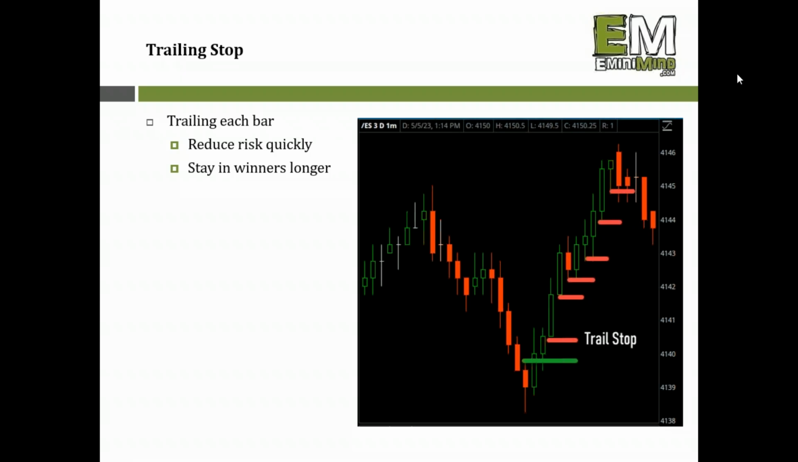So this will help you stay in your winners longer because you're not stuck thinking, oh, we came up to this little 41, 43 area, and then we started to go sideways a little bit. Should I just close out the trade here? Well, if you just bring your stop up underneath each candle's low, you don't have to worry about exiting the trade, in this case, early. You end up just staying in for more and more gain.